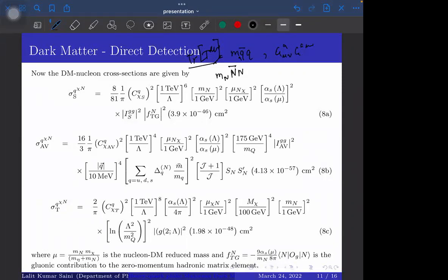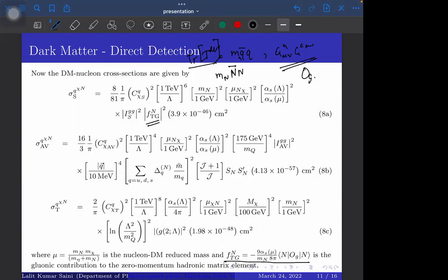So the nucleon matrix element will give me the relative contribution of the quarks and the relative contribution of the gluons inside the mass of the total nucleon. This is given by these factors, and this is the exact formula for that. So the OG is this factor, and this will give me FTGN. So now if I calculate the cross section, I will have this for the scalar.